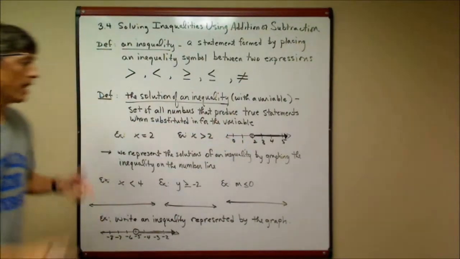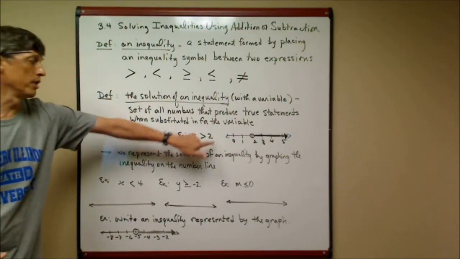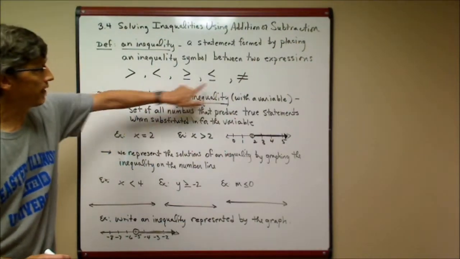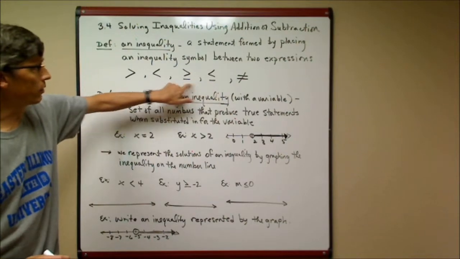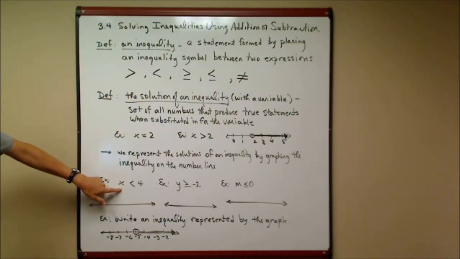The circle says up to 2, but not including 2. Because, of course, 2 is not greater than 2. 2 is not a solution. Now, on these guys here that have the equal to part, the greater than or equal to, the less than or equal to, then we're going to want to include those numbers, and I'll show you what to do here in just a second. Now, this next example says x is less than 4.